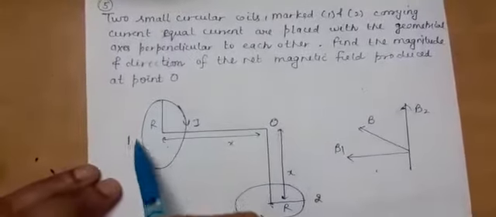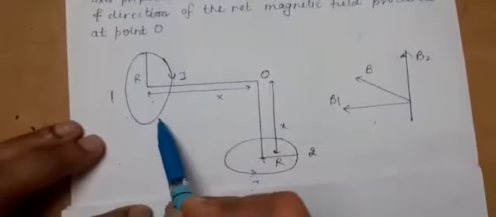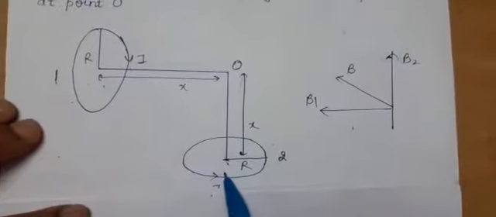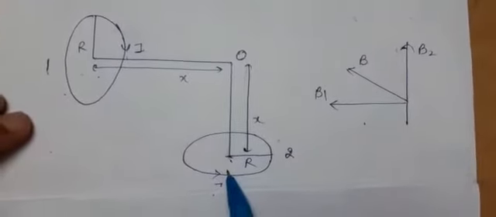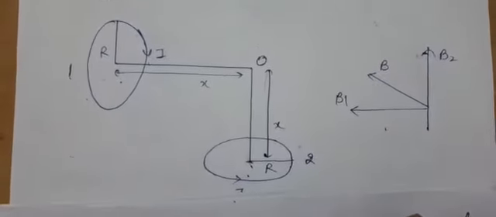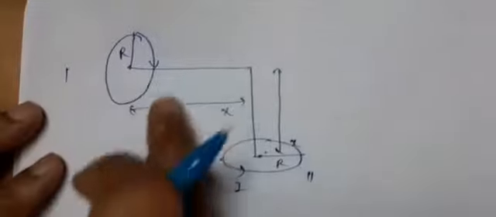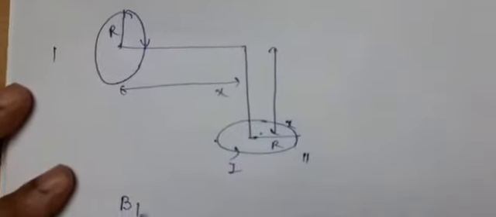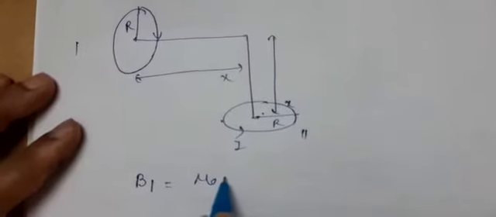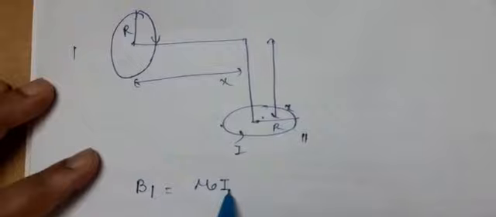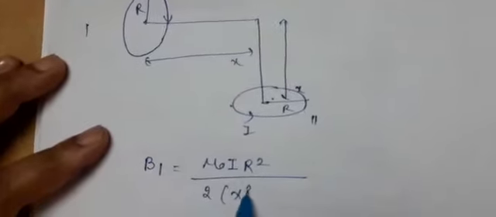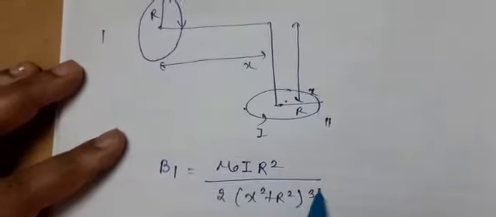Now see here what concept should be used. This point lies on the axis of the first loop as well as the second loop. So here you have to use the result for the magnetic field at any point on the axis of a circular loop or coil. For the first loop, the magnetic field magnitude is, as this has only one turn and there is no information about the number of turns, mu naught I r square upon 2 times x square plus r square raised to the power 3 by 2.